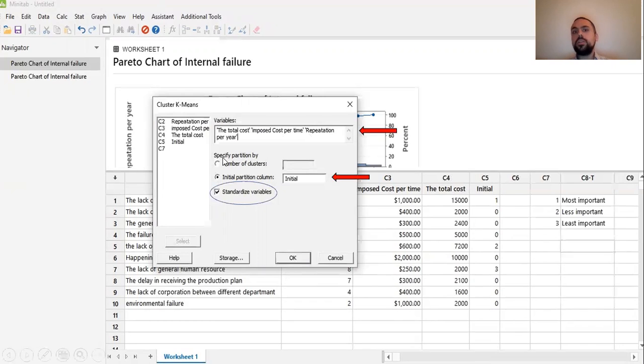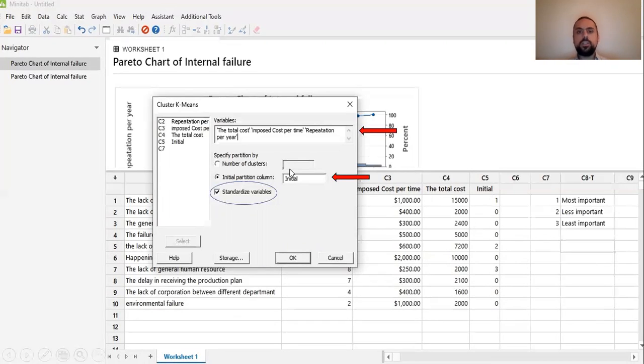After that, in the part of specified partition, you have 2 options: number of clusters and initial partition columns. So I define initials. I choose the second one, initial partition columns, and enter initial, which I assigned here and here. Please pay attention about the number of clusters. If you don't have any definition regarding the clusters, you can select number of clusters, and after that, you enter how many clusters you want to have.